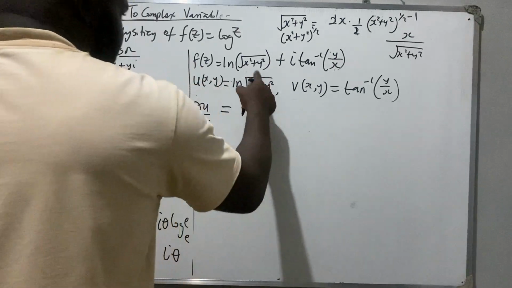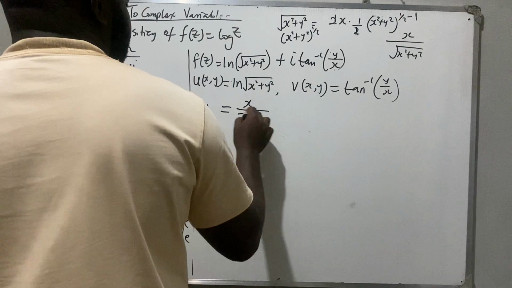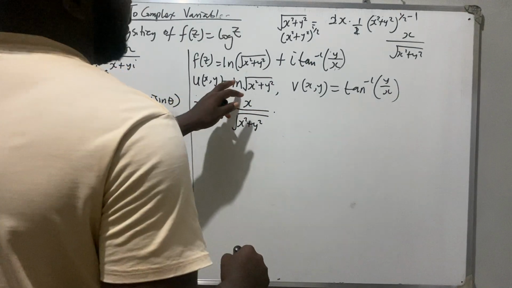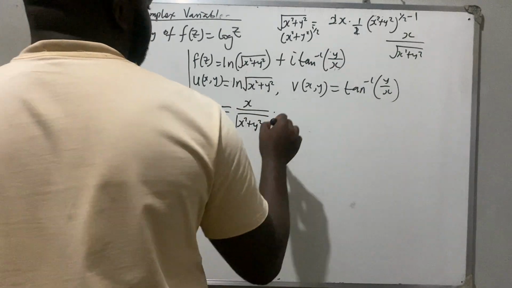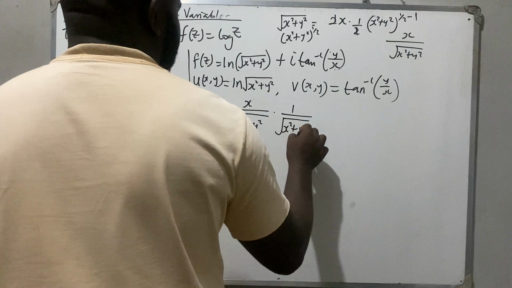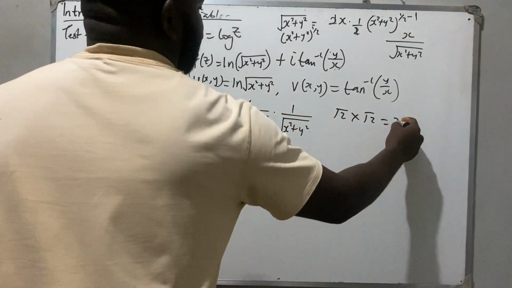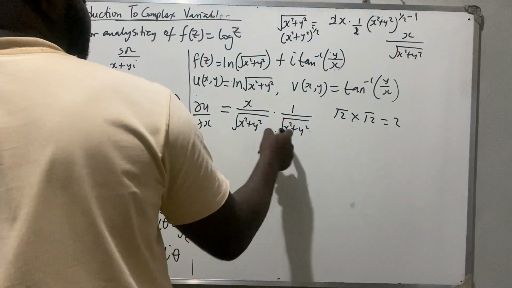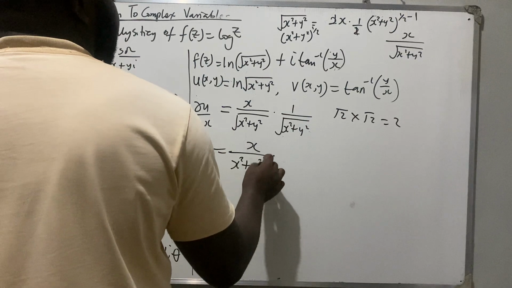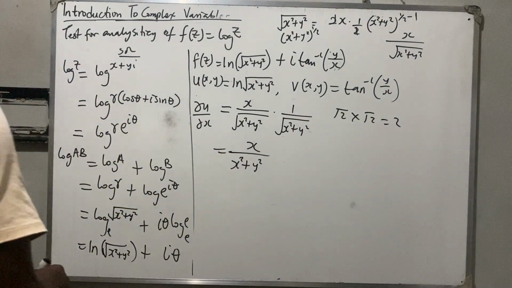So to differentiate this one alone is x over the root of x squared plus y squared, multiplied by the differentiation of ln of something, which is 1 over that same thing, the root of x squared plus y squared. So root times root is just that same thing without the root, that is x squared plus y squared without the root. So I've gotten my partial u partial x.